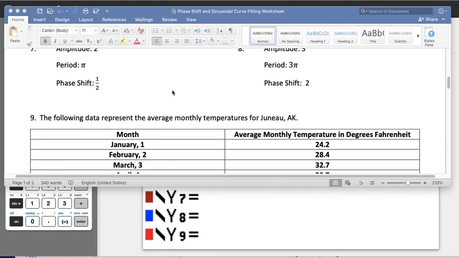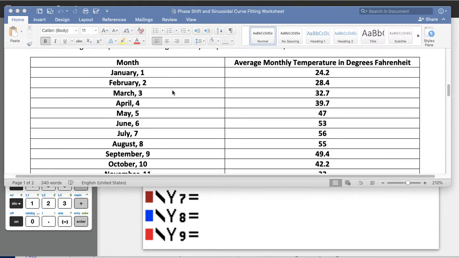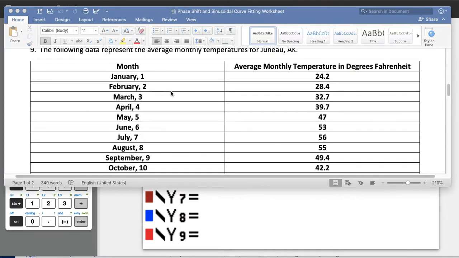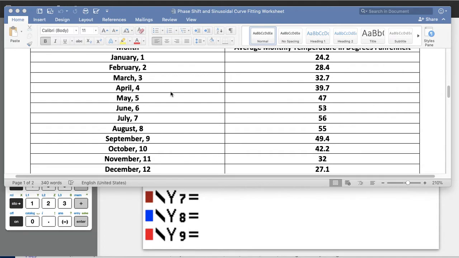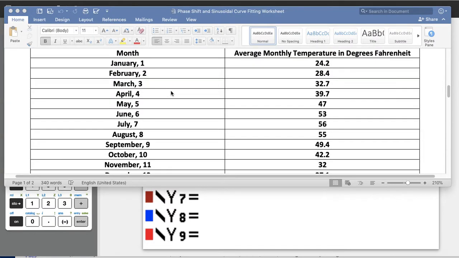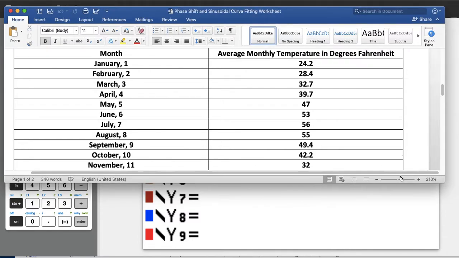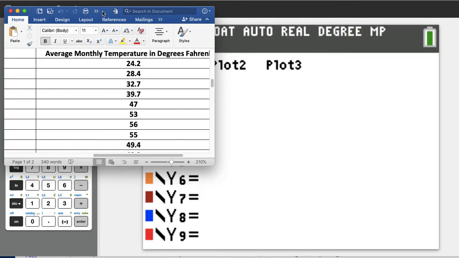Okay? All right, now let's do an actual problem, though, as far as it relates to the last part of this phase curve fitting for sinusoidal problems, real-world sinusoidal problems. So this is the average monthly temperature in Juneau, Alaska. I believe this was about 5 years ago. And what we're going to do is use our calculator to draw a scatter diagram. So I'm going to make this a little bit smaller if I can. And I know the average monthly temperatures.